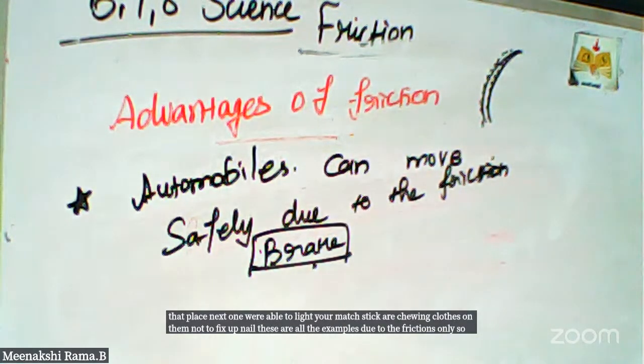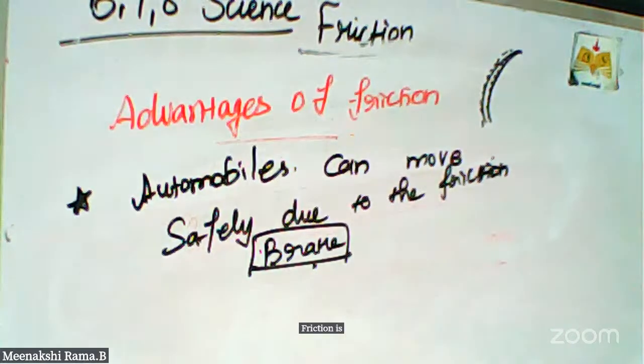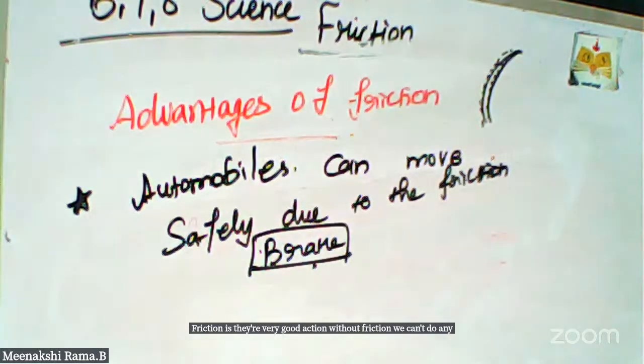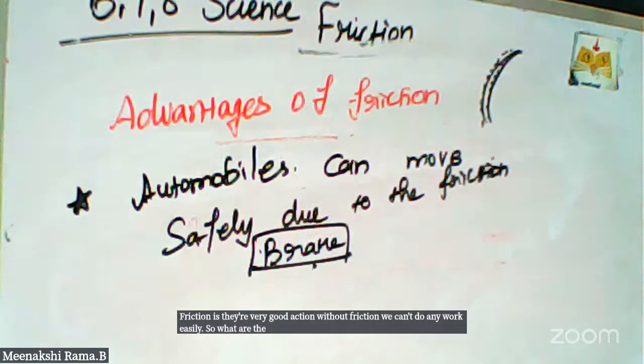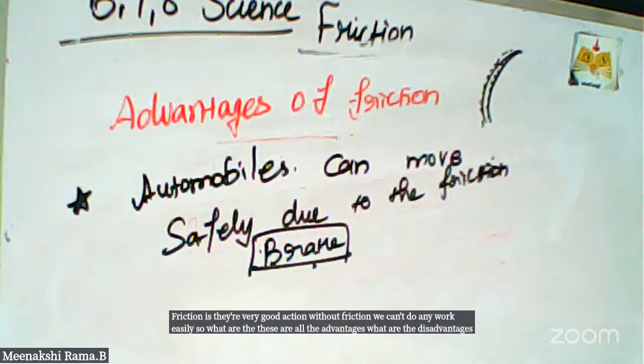So friction is a very good action. Without friction, we can't do any work easily. So these are all the advantages. What are the disadvantages of friction? Disadvantages means friction happens because surfaces rub against each other, like screws, gears, machines, or soles of shoes. These are the disadvantages.